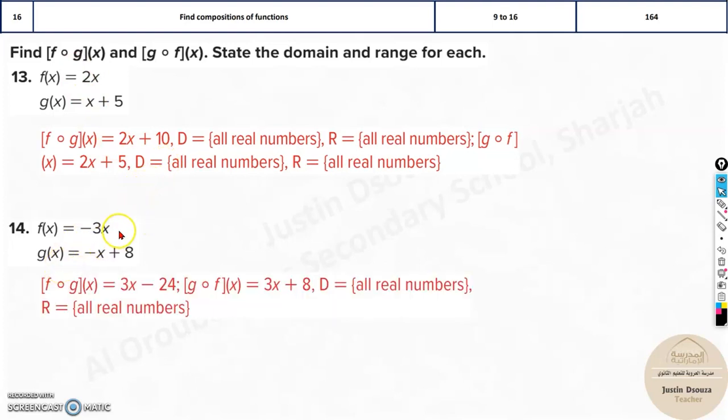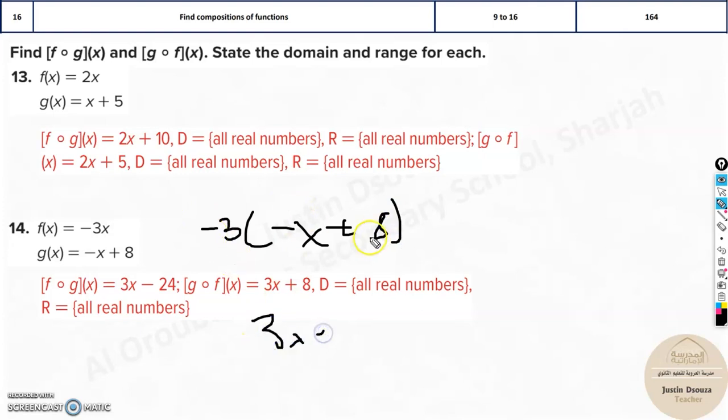What about this? Same thing. You need to do the composition. That is, you need to put this g of x value inside of x and then simplify. That will be basically, see, if I'm just doing it directly now, instead of x, I put this minus x plus 8. What's going to happen? Plus 3x minus 24. Is it?